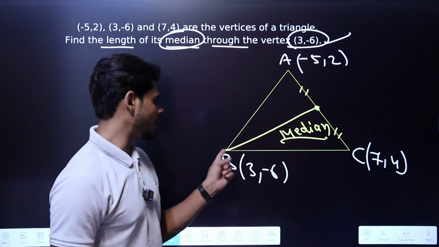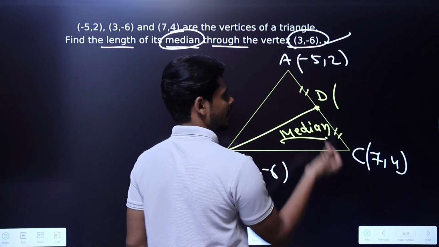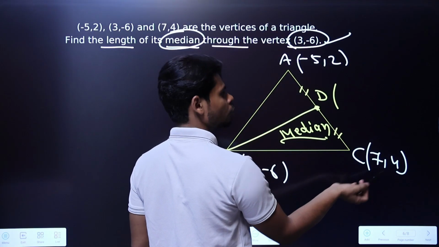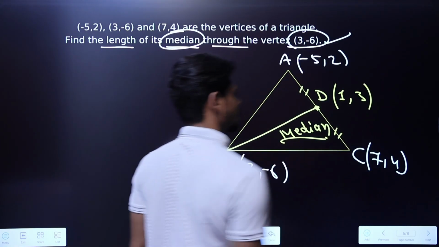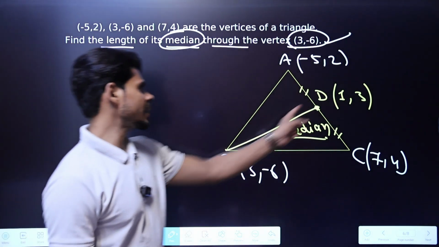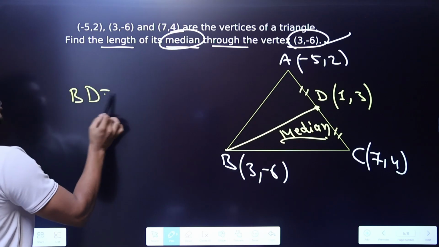So if I know one point, I just need to find this point. Let's say this point is D, and we need to find the midpoint. This plus this will be 2, divided by 2 will be 1. Then this plus this will be 6, divided by 2 will be 3. Got it?